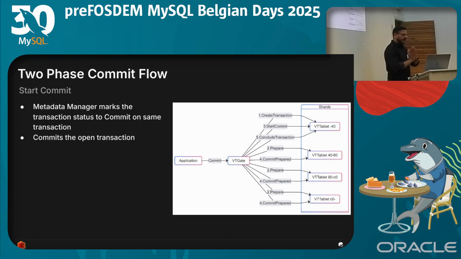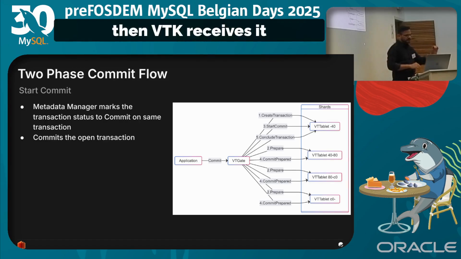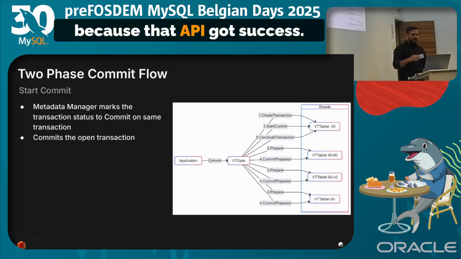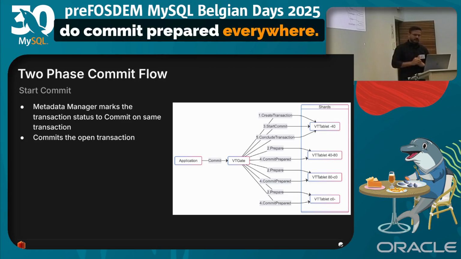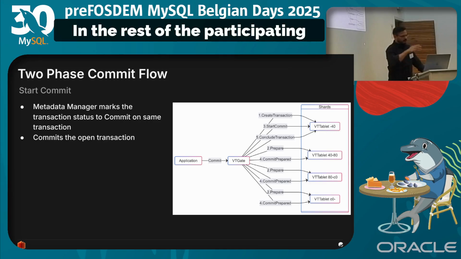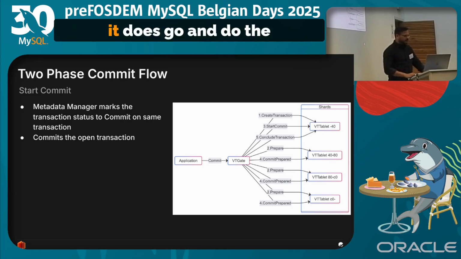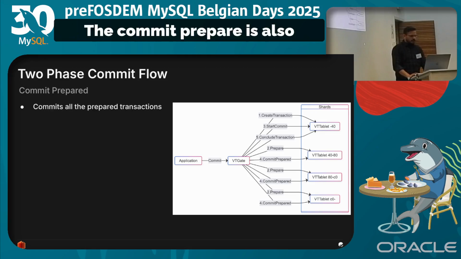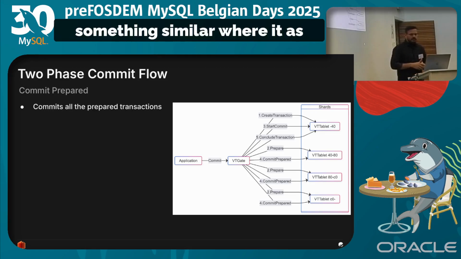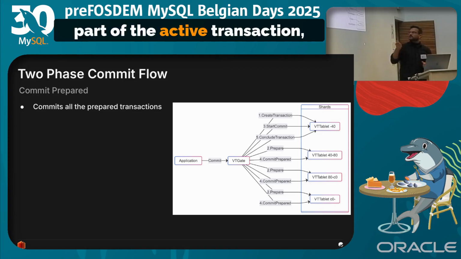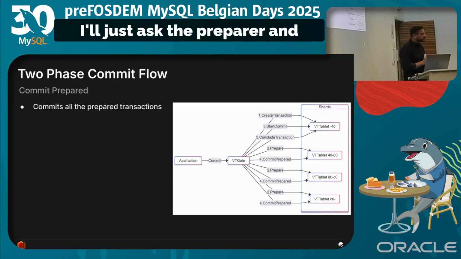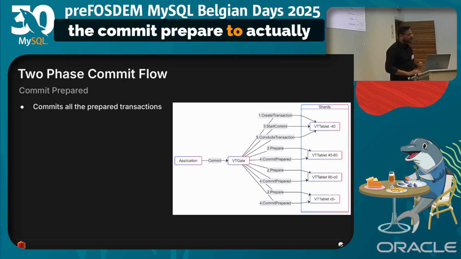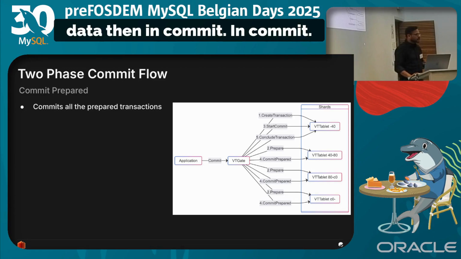If that is a success, then VTGate receives it and says, okay, because that API succeeded, now I have to go ahead and do commit prepared everywhere. So in the rest of the participating shards, it goes and does the commit prepared. The commit prepared is also something similar, where as part of the active transaction, it deletes. That's because in the prepare and the commit prepared, you actually write into those shards some data.